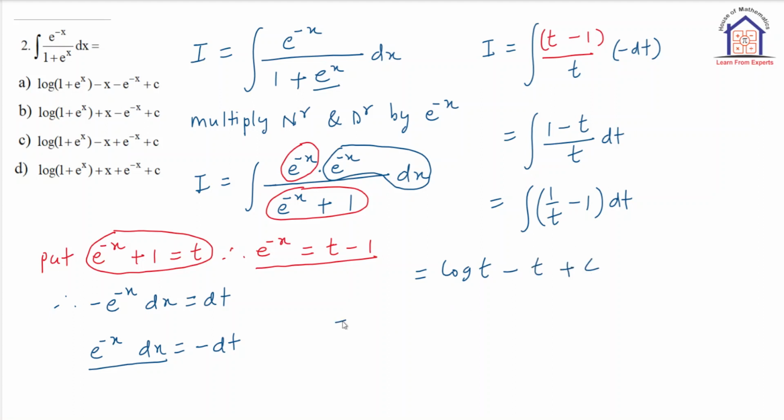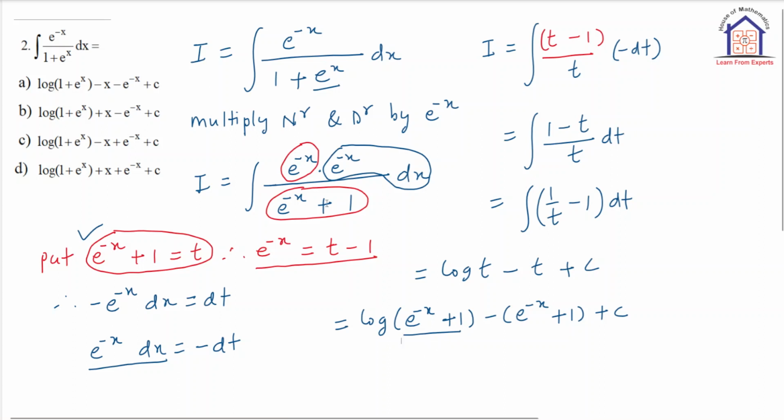plus c. Now we will put the value of t to convert the answer into terms of x. So it is log of t, what is t here? So t is e to the power minus x plus 1. So it is log of (e to the power minus x plus 1) minus (e to the power minus x plus 1) plus c. So this is the integration, but in the options there is no term of e to the power minus x plus 1. So we have to simplify this answer again.